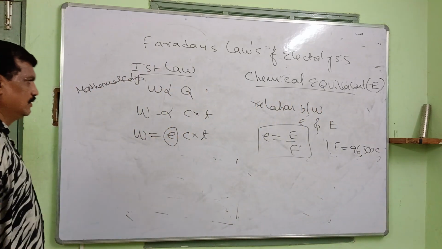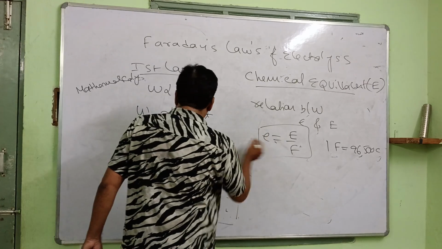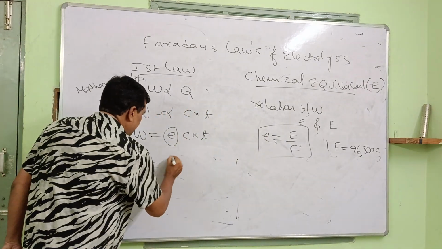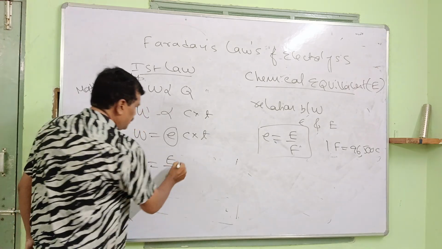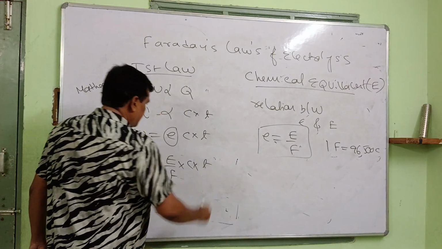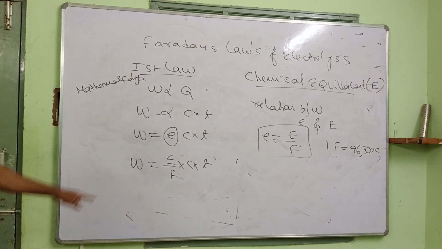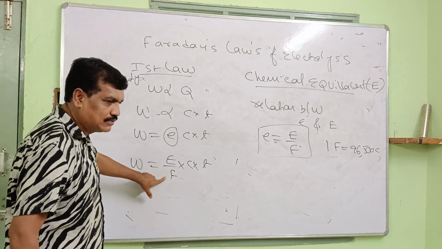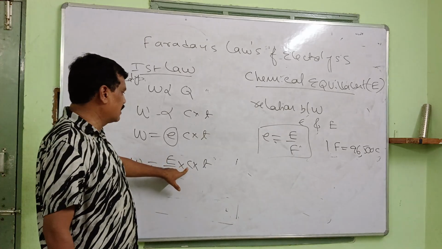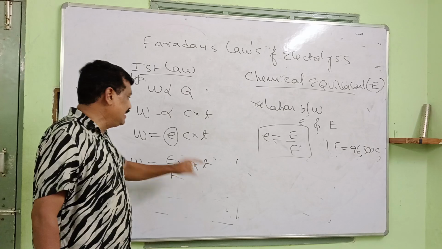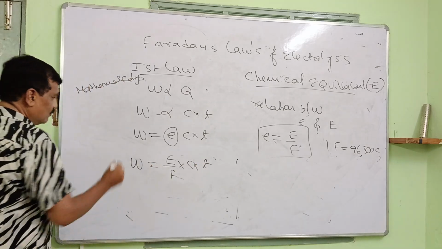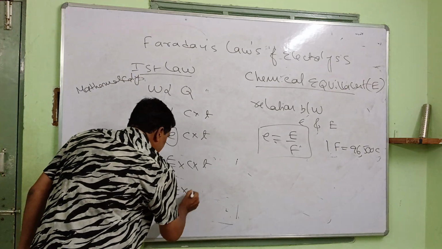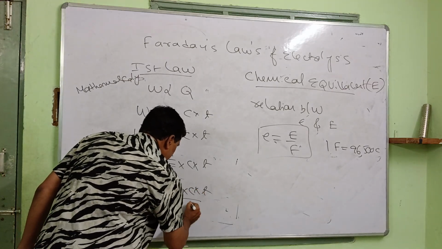That is important. So substitute this value in place of small e. W equals capital E by F into C into T. Here E means chemical equivalent, F means Faraday, C means current, and T equals time in seconds. Finally, W equals E C T by F.